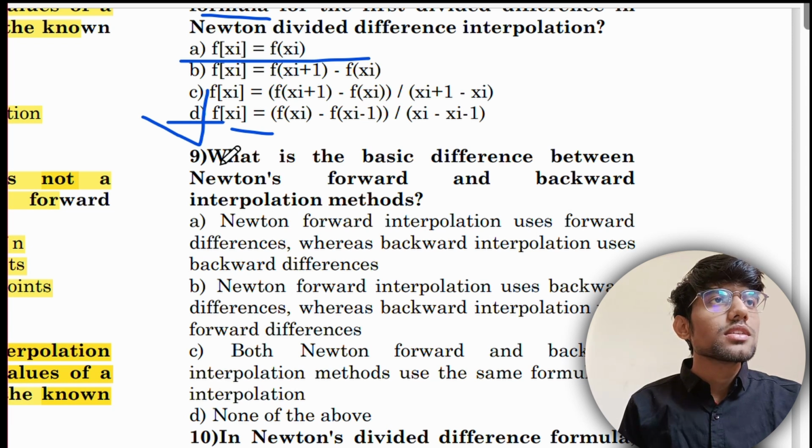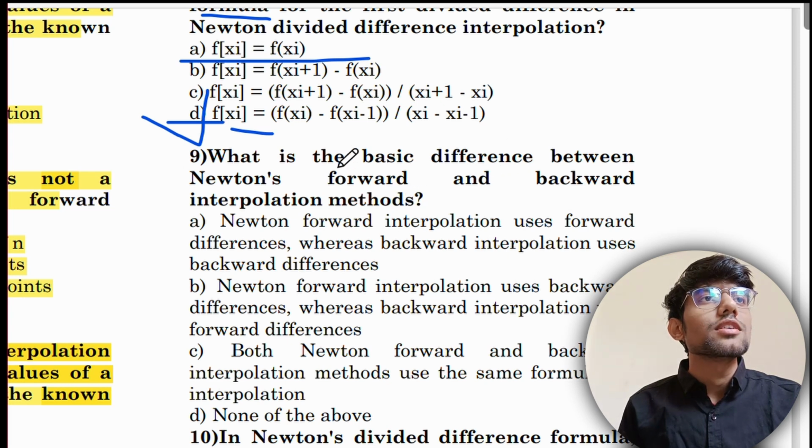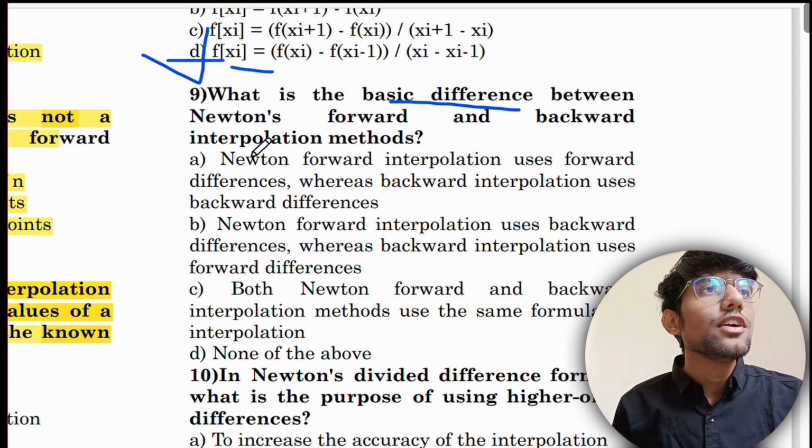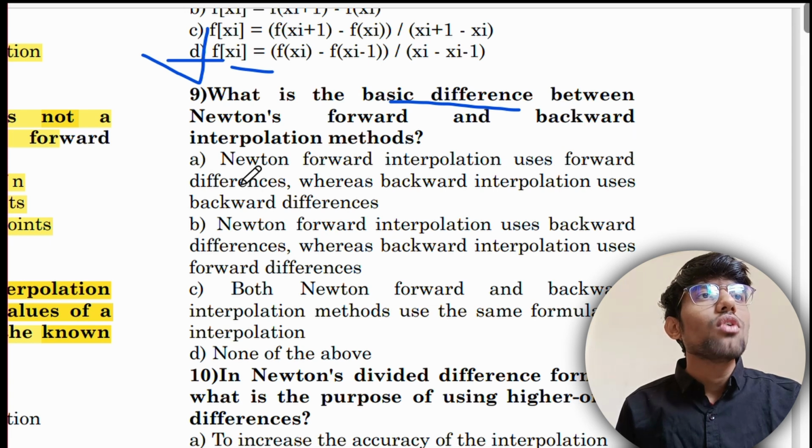Now coming towards the 9th question, what is the basic difference between Newton's forward and backward interpolation method? We have already seen it. So it is the A option: Newton's forward interpolation uses forward differences, whereas backward interpolation uses backward differences. Very easy, right? So this is the A option.